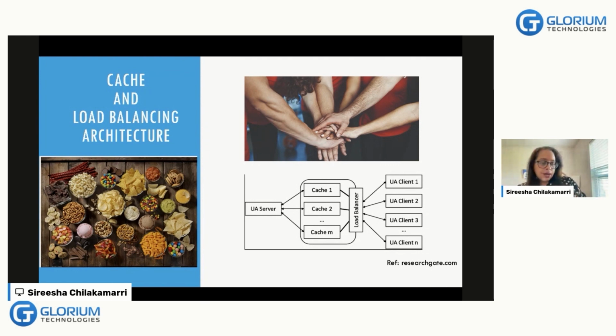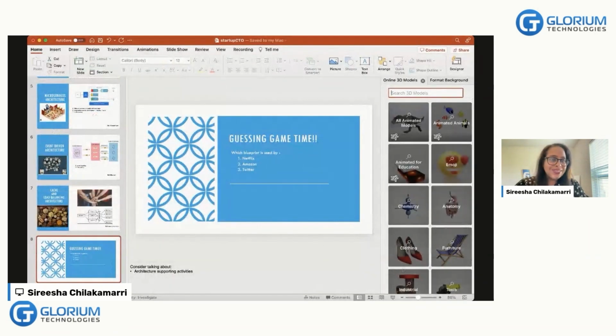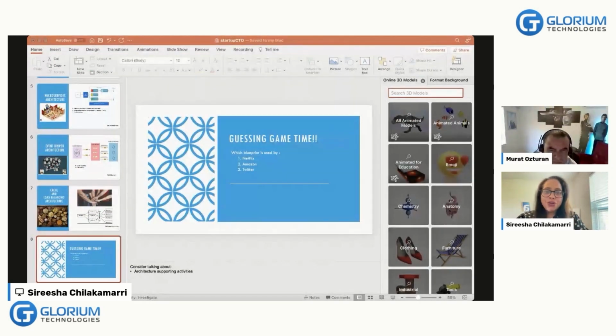So these are some of the patterns I explained. I want to know from you in chat to guess what kind of blueprints are used. Like Netflix. We stream videos from Netflix. Can you guess what kind of blueprint it's probably using? Is it microservices, event driven, etc.? Same thing with Amazon and then Twitter. I want to see your comments so I can help you by answering the questions. So what do you think Netflix might be using?